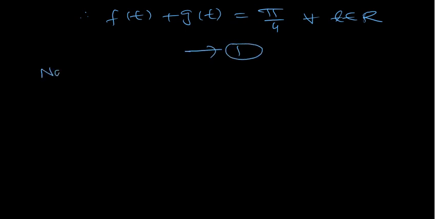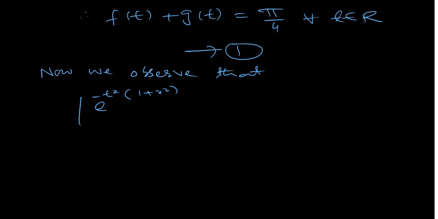Now we observe that the mod of e power minus t square times 1 plus x square, divided by 1 plus x square, has a numerator that is less than or equal to 1, so it's less than or equal to 1 divided by 1 plus x square. So that means this function is bounded by an integrable function. Then we can apply the theorem that we can pass the limit.